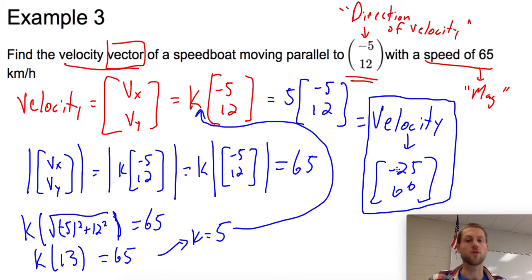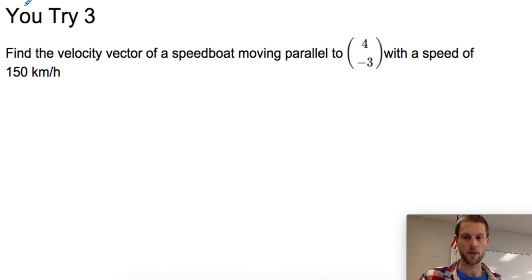And you could check this. If you take 25 squared and 60 squared, you add them up, you take the square root of that, you should get 65. So it's a great way to check how you did on this problem. So why don't you try this problem? It's a whole lot like what we just did. I've got a direction, I've got a magnitude. Try and find the velocity vector of this speedboat.